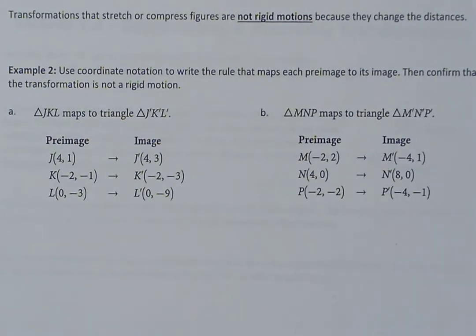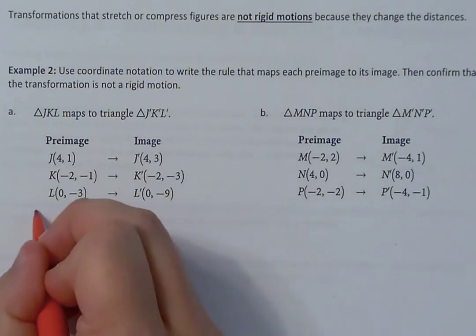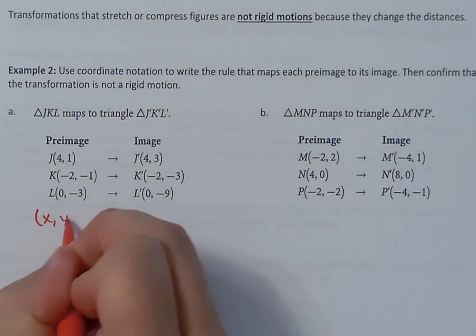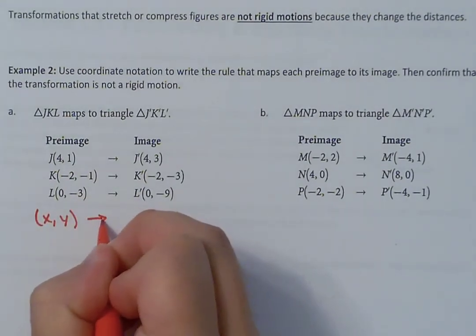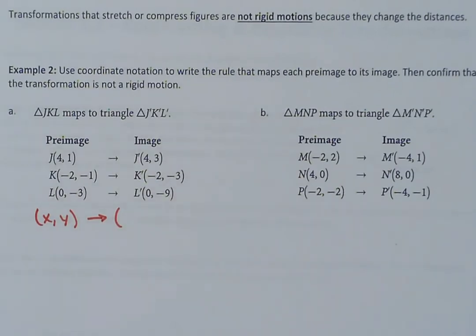All right, so example 2 is going to ask us to use coordinate notation to write the rule that maps the preimage to its image, and then confirm that it is not a rigid motion. So again, we have to go through and write our coordinate notation rule. So we're going to start with x comma y, and then that's going to go to our new rule.